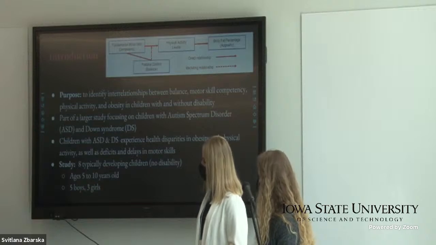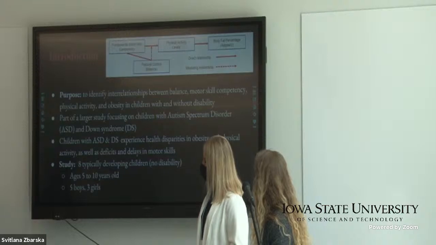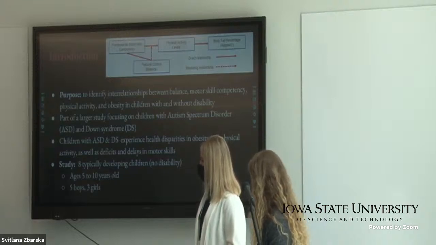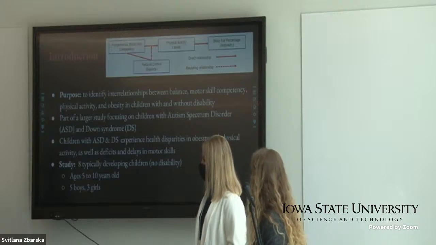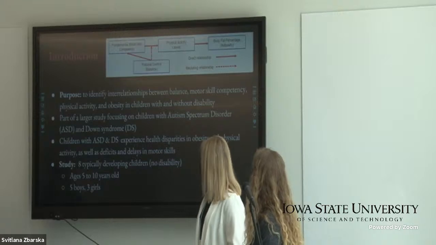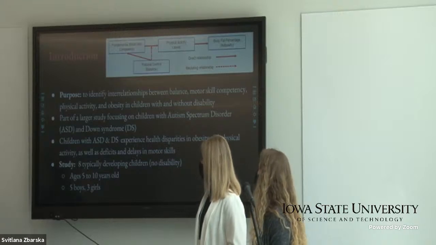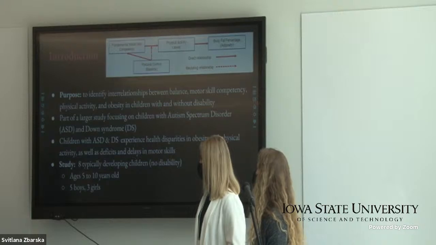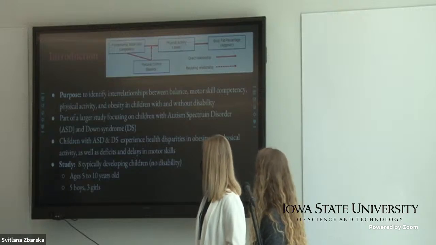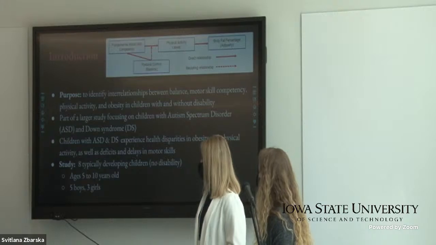Children with autism spectrum disorder and Down syndrome experience health disparities in obesity and physical activity, as well as deficits and delays in motor skills. So as shown in the figure up top, we are testing how balance influences the relationship between motor skills and physical activity. A better understanding of these relationships will inform the design of interventions and programs that are likely to be effective in reducing these disparities.